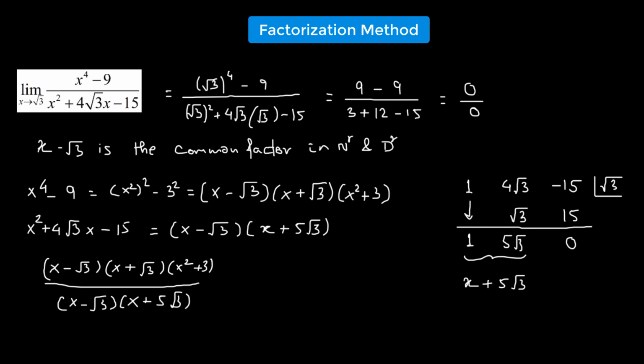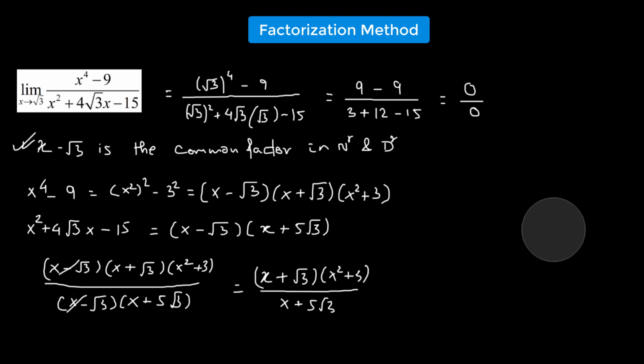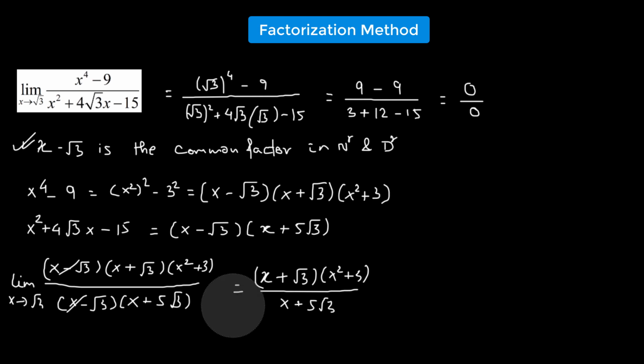Now we see that there is a common factor, which is x minus root 3, in both the numerator and the denominator as specified here. So we can cancel it out. That leaves us with (x plus square root of 3)(x squared plus 3) divided by (x plus 5 root 3). So now we are going to find the limiting value when x approaches root 3. So let's write down the limit here. So we have x going to square root of 3.